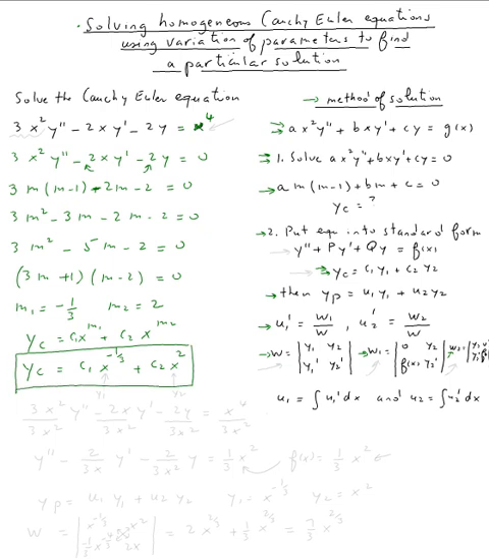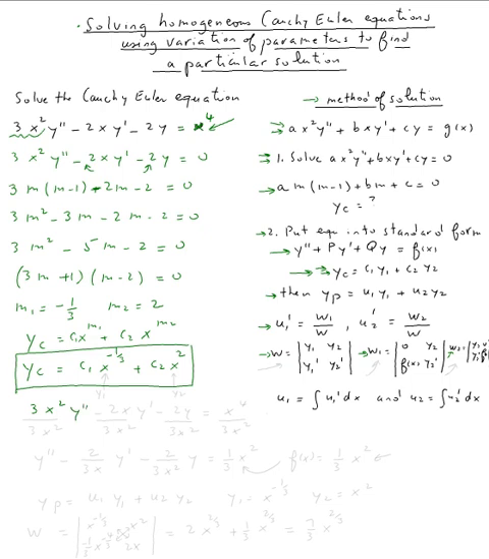Now we're right here. So first, we need to put the equation into standard form so we know what f of x is. So we need to divide. Here's the equation, the homogeneous one. We need to divide by 3x squared to get rid of this 3x squared.